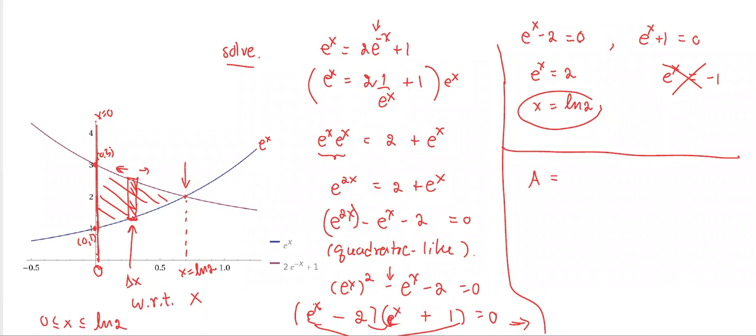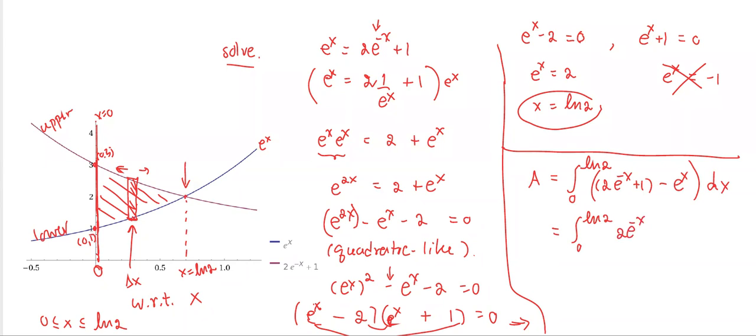The area bounded by these three graphs is set up as the definite integral from 0 to natural log 2 of the upper. The upper is 2 times e^(negative x) plus 1, subtracted by the lower. The lower is e^x, with respect to x. Okay, that's the setup. And then clean up to make it ready for the next step. Take away the grouping symbol. In this case, there are no like terms to combine.